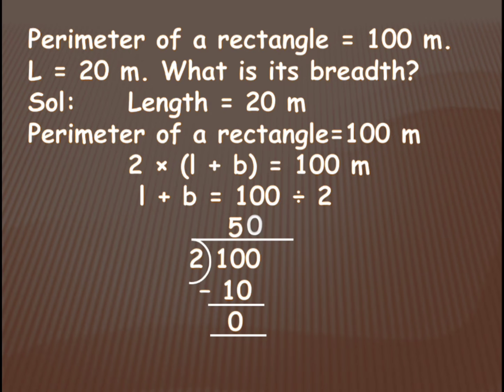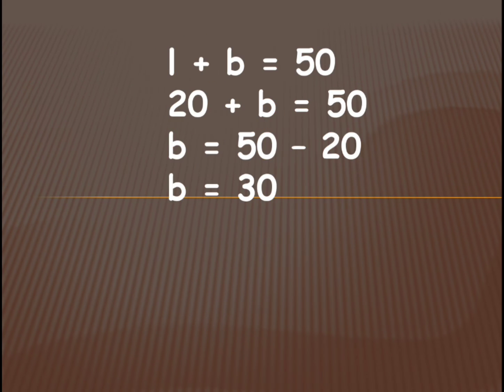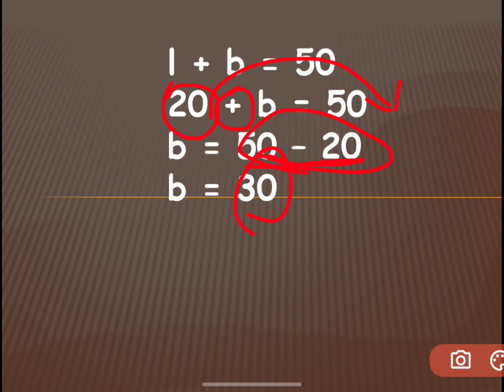So length plus breadth is equal to 50, isn't it? So now length equal to 20. So length is 20, we have replaced. Now this is addition, isn't it, children? So this you have to bring to the other side, which becomes subtraction. 50 minus 20 will give us 30. That means breadth equal to 30 centimeters. According to the question, if it is in meters, you write meters. If it is in centimeters, you write centimeters. If it is in kilometers, you write kilometers. Okay, children. So in this way you will solve the perimeter problems.